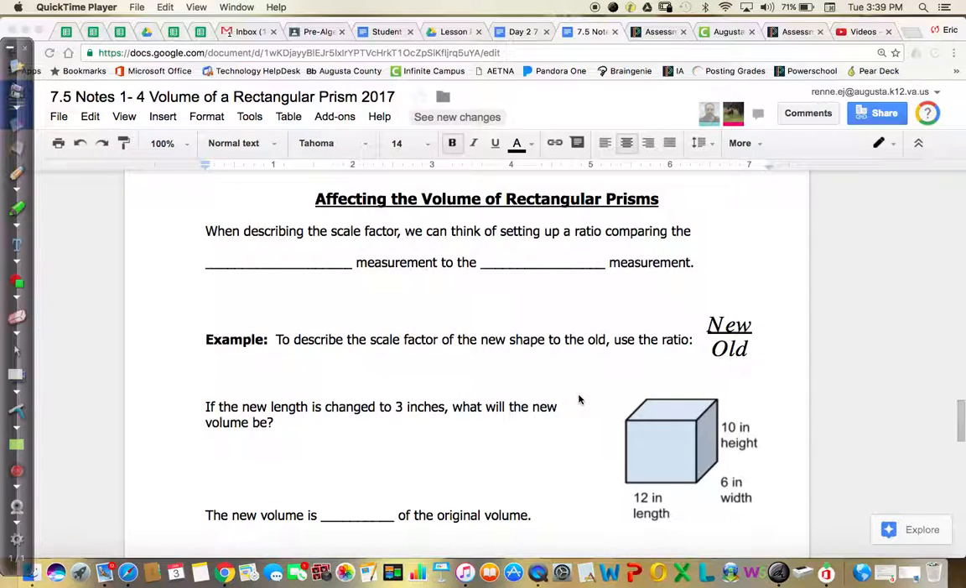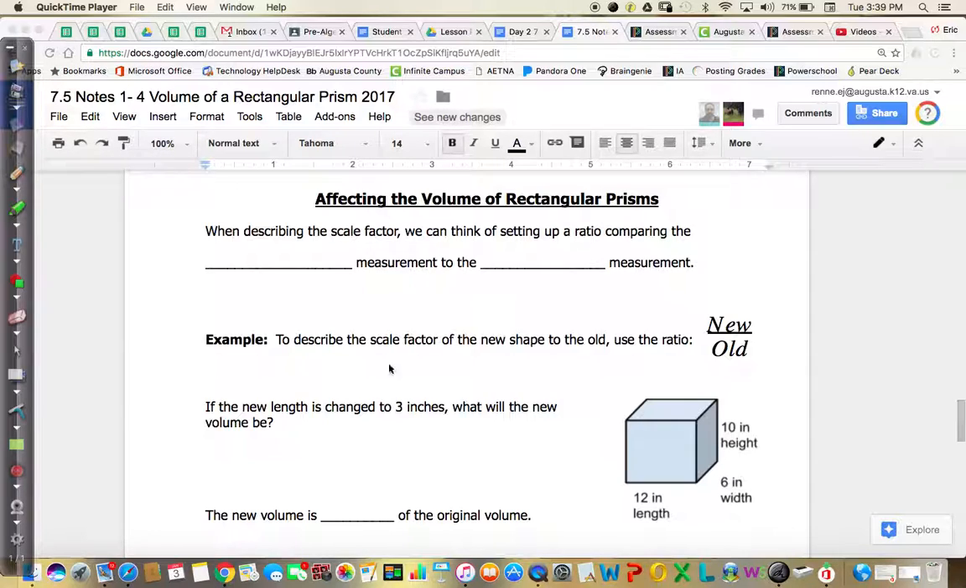Welcome to part 2 of my notes on volume of a rectangular prism. So today we're going to be looking at affecting the volume of rectangular prisms. And in our previous unit, we talked about a scale factor, which is the number that you're multiplying by.